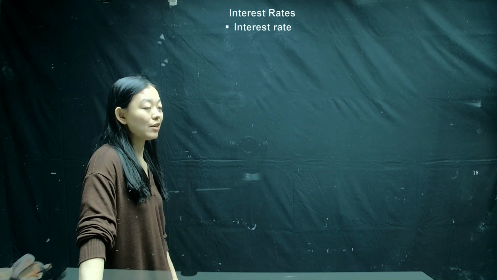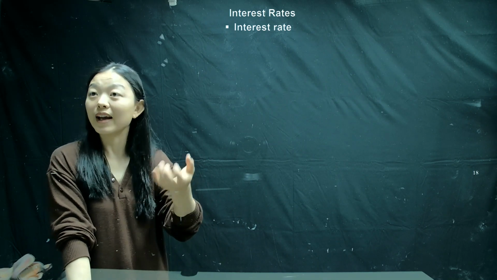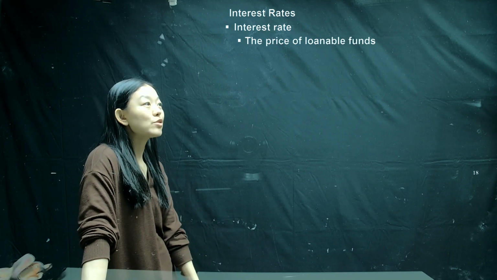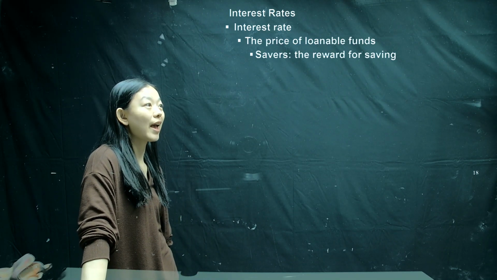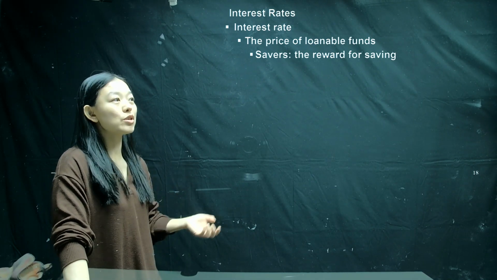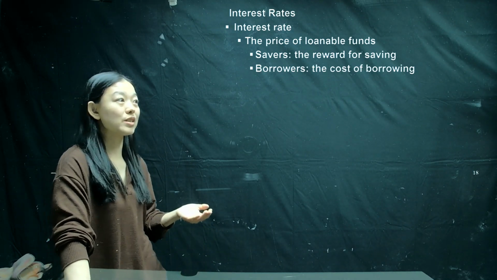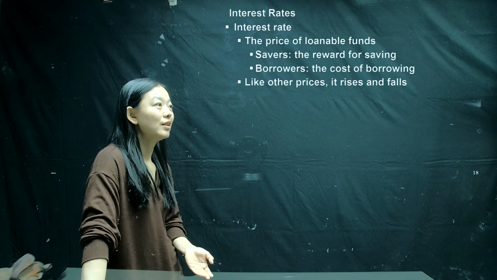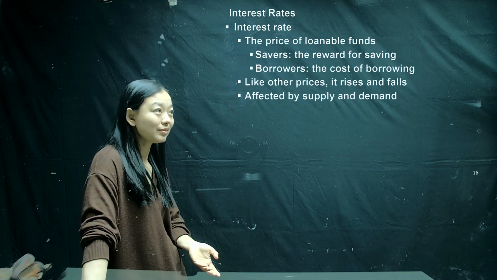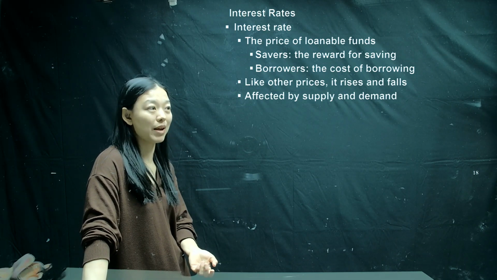We treat the interest rate as the price for loanable funds. For example, if you put money into the bank, you can get a return for the money in saving. So the interest rate is the price for loanable funds. For savers, like households, the interest rate can be treated as the reward for saving. For borrowers, it can be treated as the cost of borrowing. Like other prices, the interest rate might increase or decrease, and when it does, it will definitely affect the supply and demand for loanable funds.